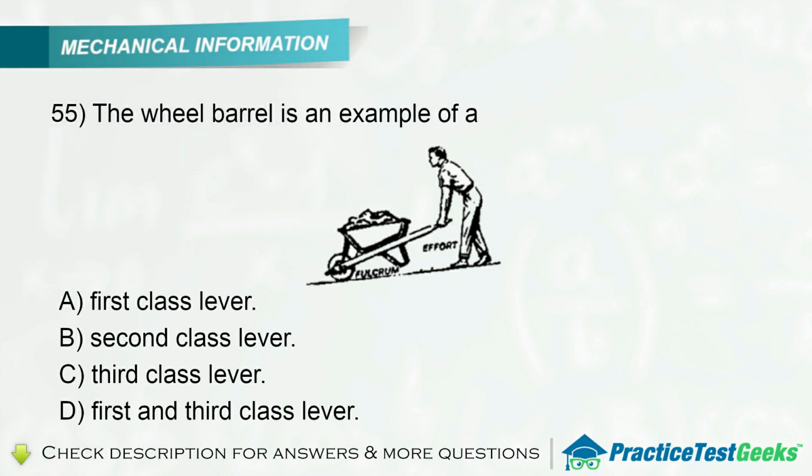Question 55. The wheelbarrow is an example of A. First-class lever, B. Second-class lever, C. Third-class lever, D. First and third-class lever.